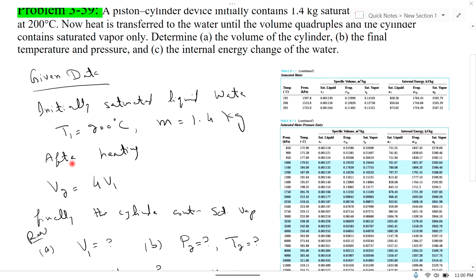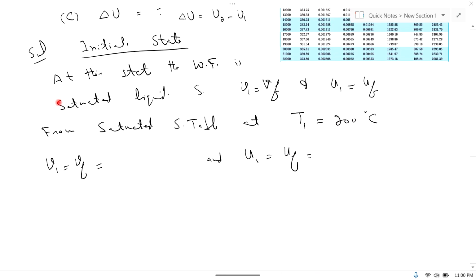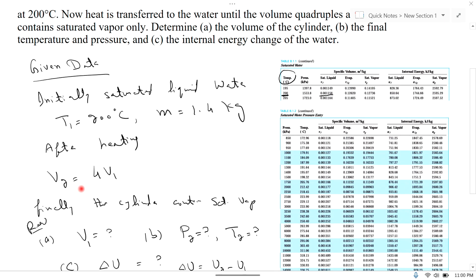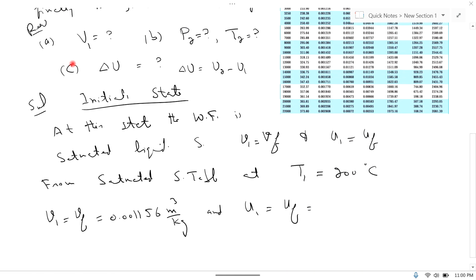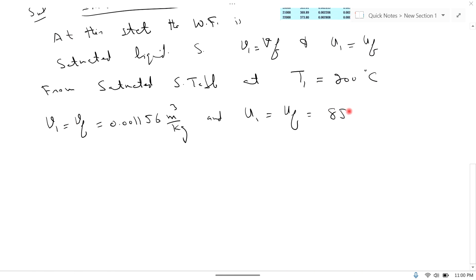In the temperature table, at 200 degrees, V1 is equal to Vf, 0.001156 meter cube per kg, and internal energy U1 is equal to Uf, 850.64 kilojoule per kg. These are the initial values.